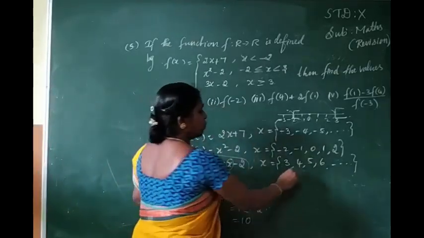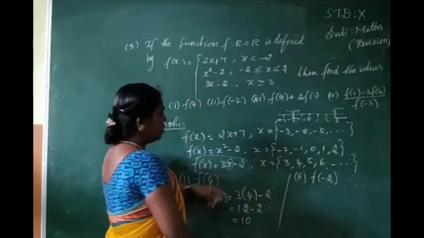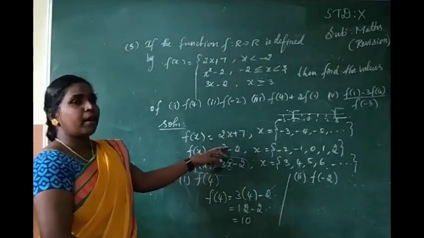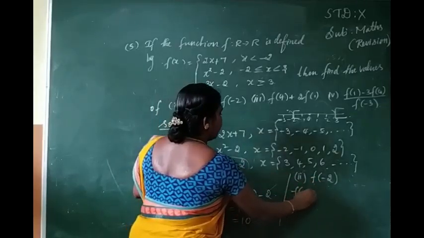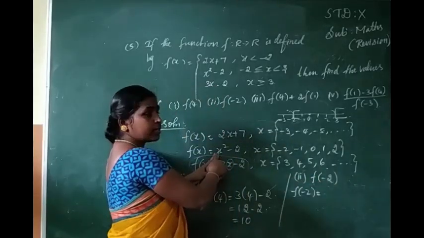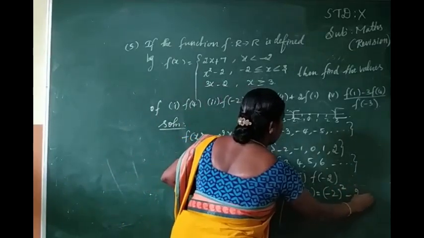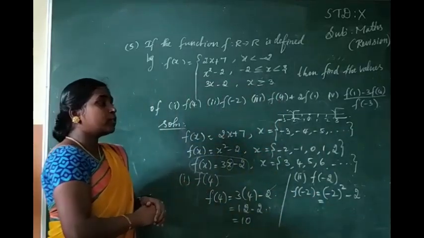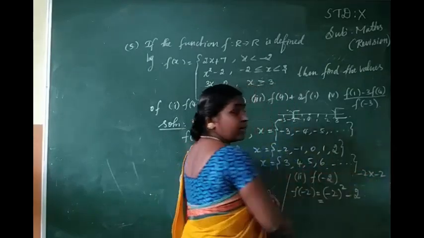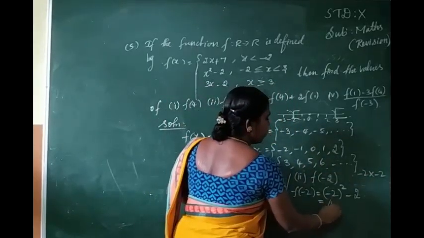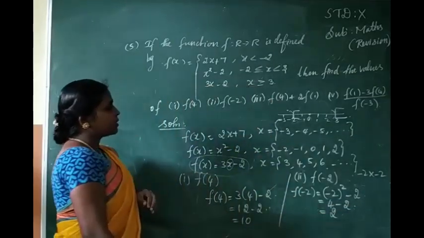f of minus 2. So minus 2 is in the second f of x. You see x square minus 2. So instead of x, you apply minus 2. So f of minus 2 equal to minus 2 the whole square minus 2. Minus 2 the whole square means minus 2 into minus 2. So minus into minus plus, 2 2s are 4. So 4 minus 2. 4 minus 2 is 2. Okay, 2 parts completed. Next, third one.